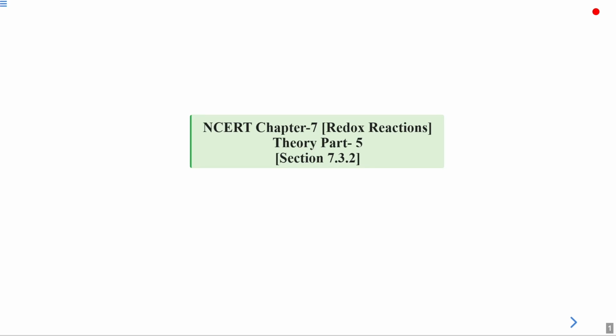Hello students, welcome to today's lecture of NCERT Chapter 7, that is Redox Reactions Theory Part 5. So in today's lecture, we are going to cover NCERT section 7.3.2. So now let's start the lecture.